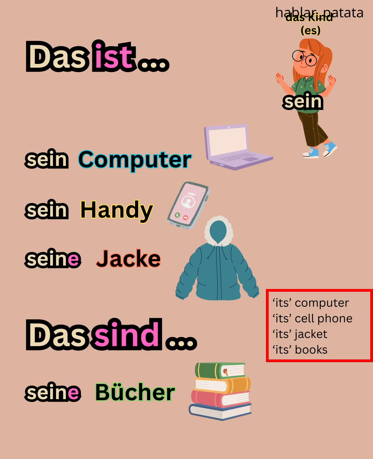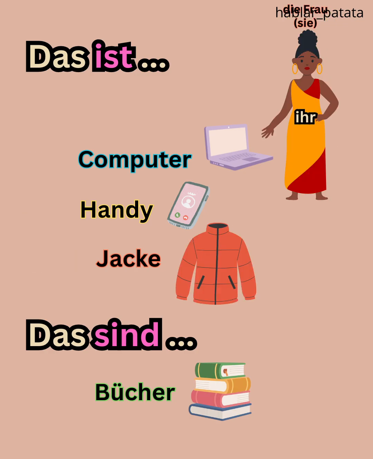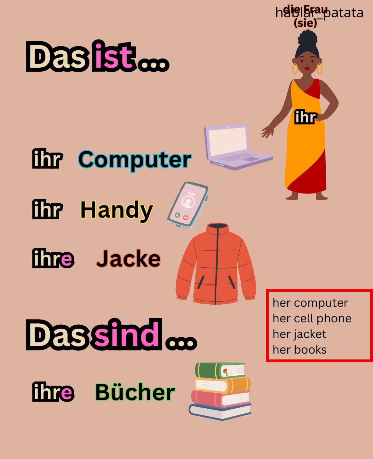But of course, we can't always translate everything literally, so we have to decide how to translate the article based on the context. When we talk about the things that belong to a woman, we use the Possessivartikel ihr. And what are the articles then? Exactly. Ihr Computer, ihr Handy, ihre Jacke, and ihre Bücher.